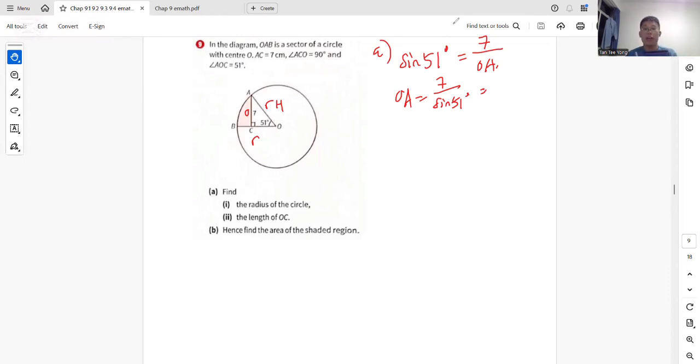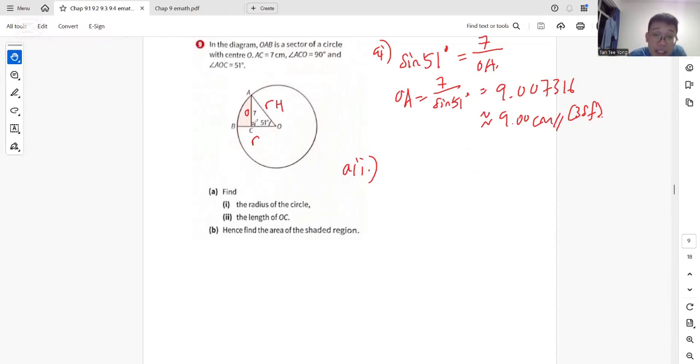So OA is equal to 7 divided by sine 51 degrees. This will give me 9.007316. Round off to 9.00, you can just write 9 cm, 3 SF. So the radius is 9 cm. Very straightforward. Part A1. Part A2, I'm going to do it in blue: the length of OC.